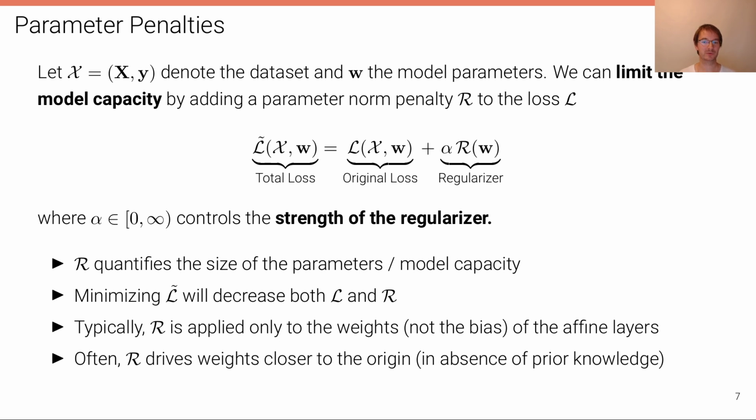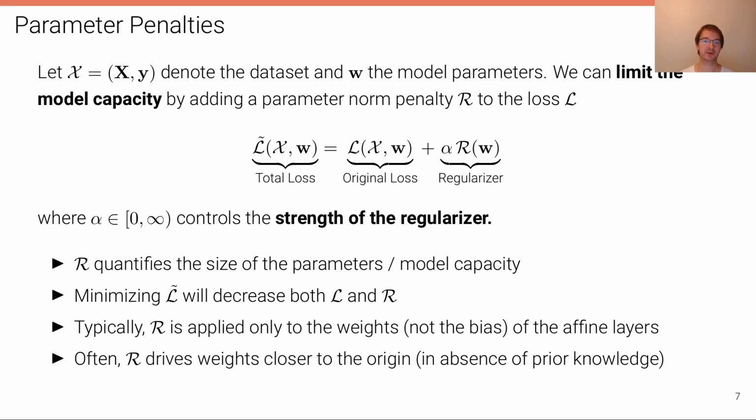We have much fewer biases. So it's not so important to constrain the bias, and we don't know as much about the bias as about the weights. But what we want to do is drive the weights closer to the origin. We want to make the weight vector W closer to 0. And why do we want to make it closer to 0? Well, in the absence of any prior knowledge about the problem, this is the best we can do.